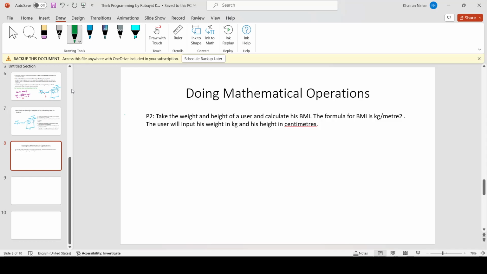So the first task of this question is to take a pair of inputs. So let us list out the tasks here. So the first task is to take inputs, and they are the height and the weight.